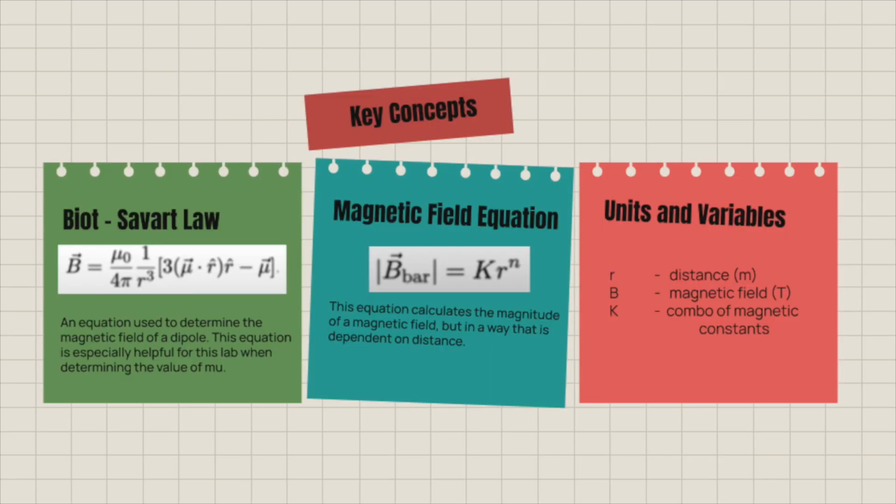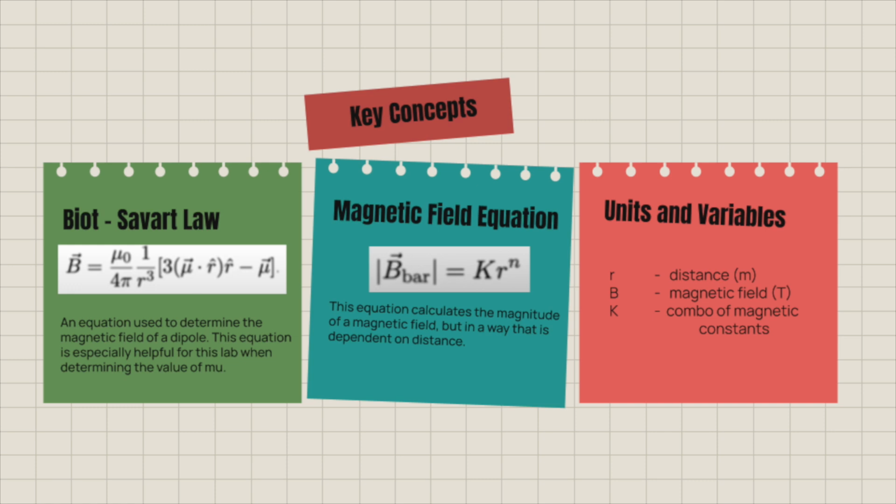A main equation of this lab is the Biot-Savart law. This equation is used to determine the magnetic field of the dipole. It is especially helpful for this lab in determining the value of mu, which represents the magnetic dipole moment of our system. The next equation differs by determining the magnitude of a magnetic field, but it is specifically helpful in that it focuses the result based on distance variation used in our experiment.